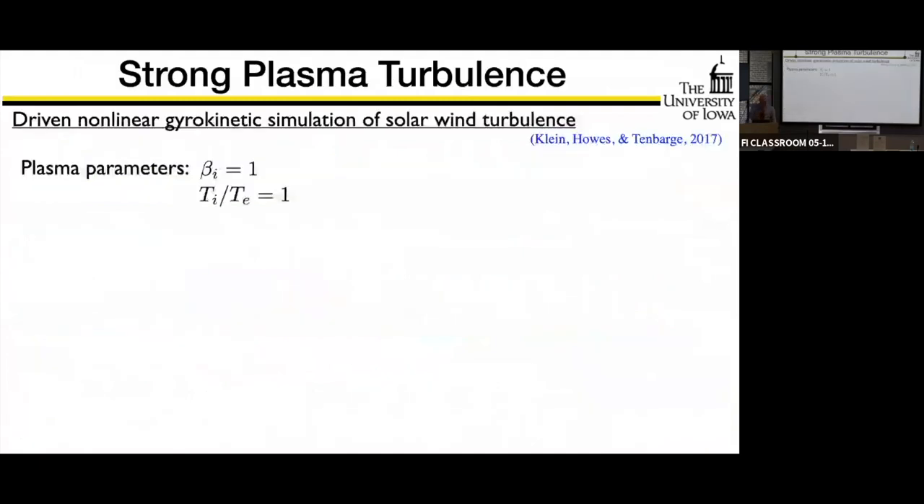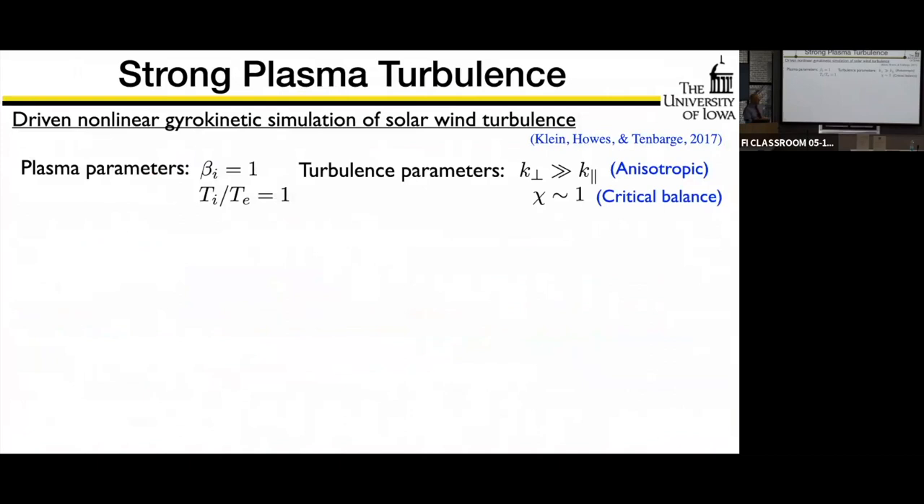So our first test of this in a turbulent simulation was a gyrokinetic simulation of weakly collisional turbulence with beta 1, temperature ratio of 1. The turbulence was anisotropic, and it was in critical balance. So this is a case of strong plasma turbulence.